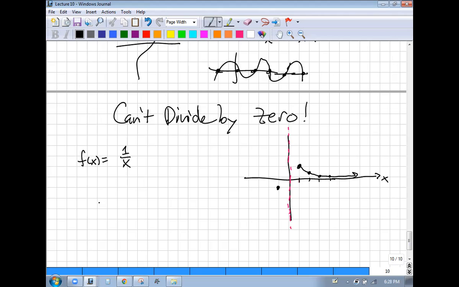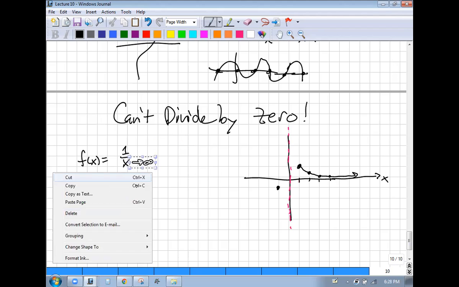1 over infinity is 0, right? But we never get to infinity. Kind of, yeah. But it's just a limit, right? As this gets bigger, this thing gets smaller. So that's why when we go to the right, it just gets smaller and smaller.